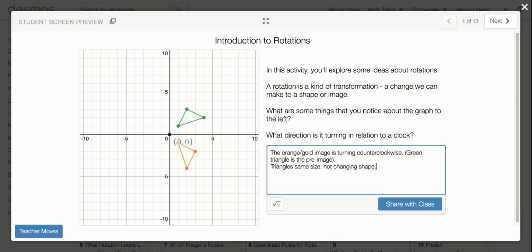Because in transformations, which are translations, reflections, rotations, we have to maintain the same size and shape, okay? Something else to notice is that it's rotating around the origin, which is 0, 0. And these are not all things that you may notice right away. The one thing you want to notice on your own is that it's rotating counterclockwise, or turning.